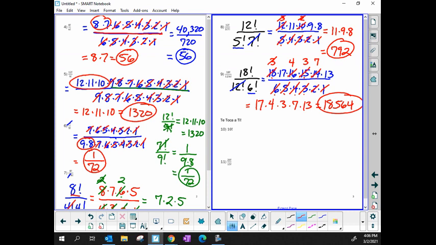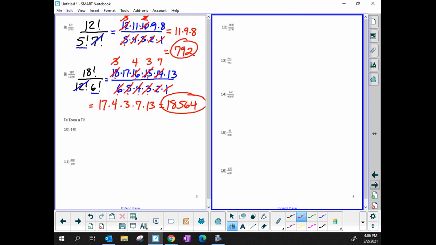So what I would do is pause the video. So we got 10 through 16. What I would do is pause the video, try these problems on your own, then hit play and make sure you're able to get them correct. So te toca a ti, simplify each expression.